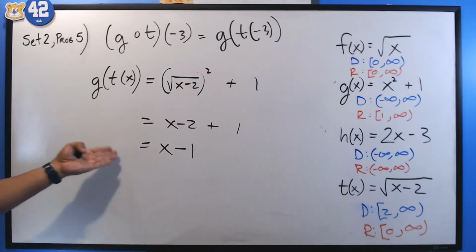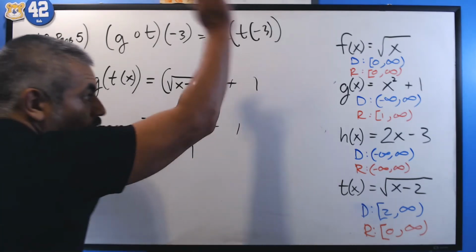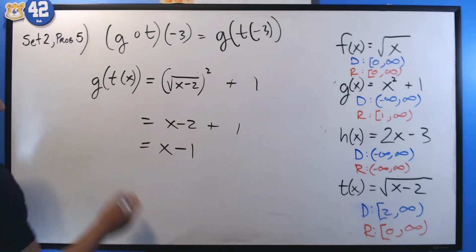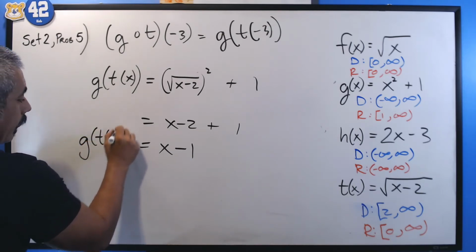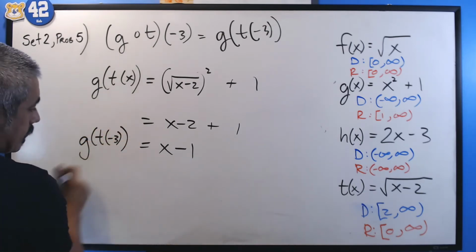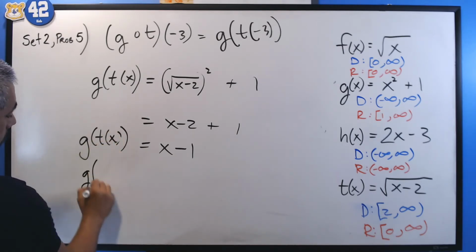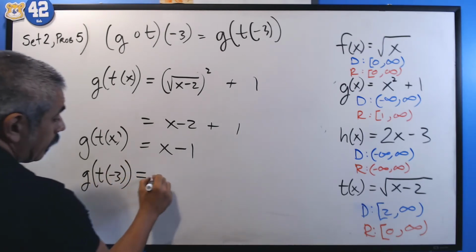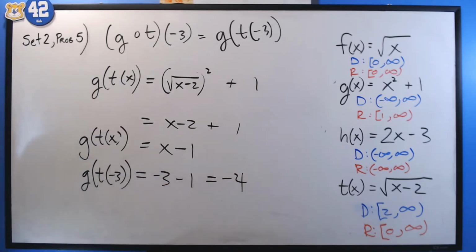Now, if you were to do a problem like this and ignore the domains and the ranges of everything, you would naively say that g of t of negative 3 is simply going to be equal to negative 3 minus 1, which is equal to negative 4, and you would say, I'm done with this problem. Give me an A, teacher.